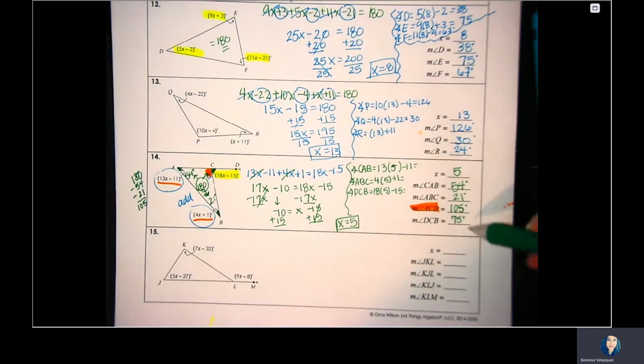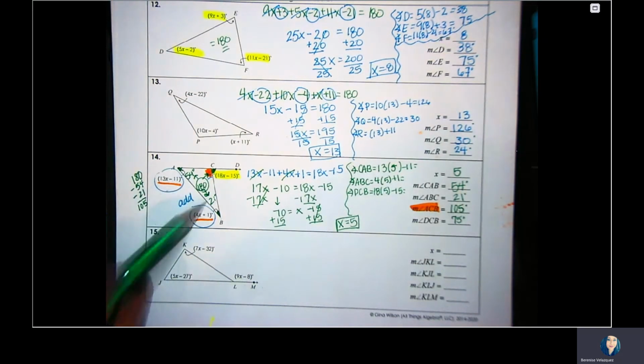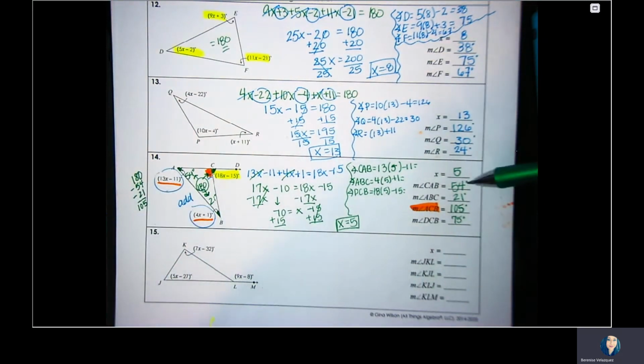Now, another way you could have gotten that answer is, remember, you take these two and you add them. So to check it, 54 plus 21, 4 and 1 make 5, 5 and 2 make 7. So yes, these two add up to 75.